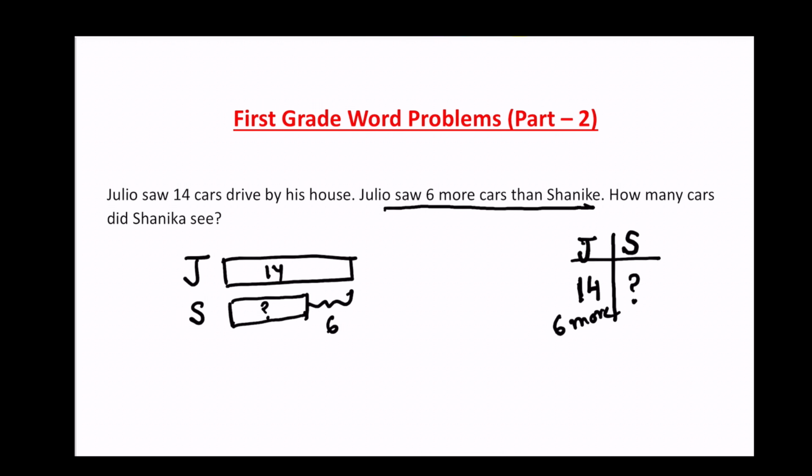Here with the tape diagram we can easily see we are trying to find a smaller number. When we try to find a smaller number we do subtraction. So 14 minus 6 equals 8. So Shanika saw 8 cars. Let's go to the next problem.